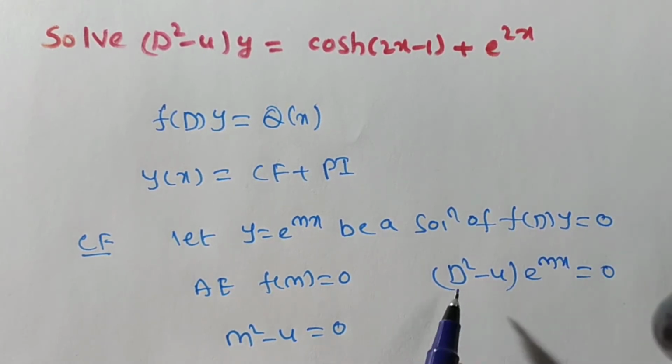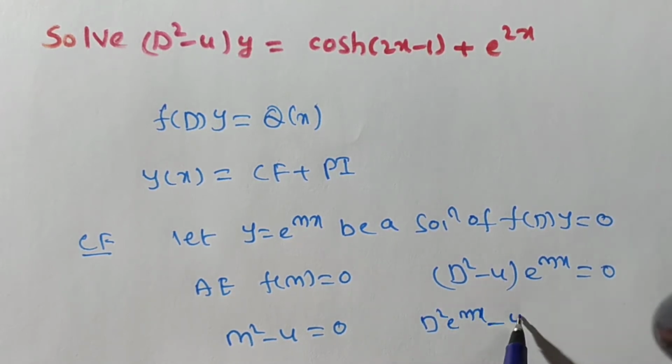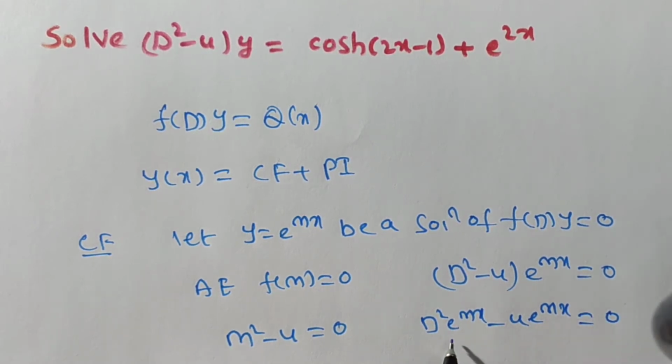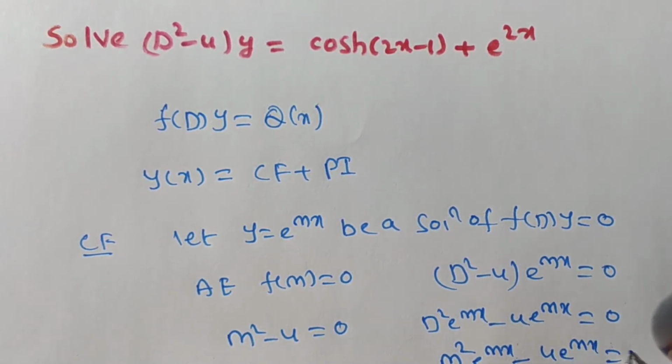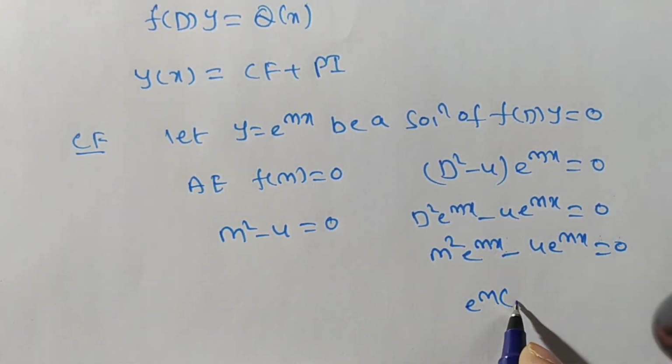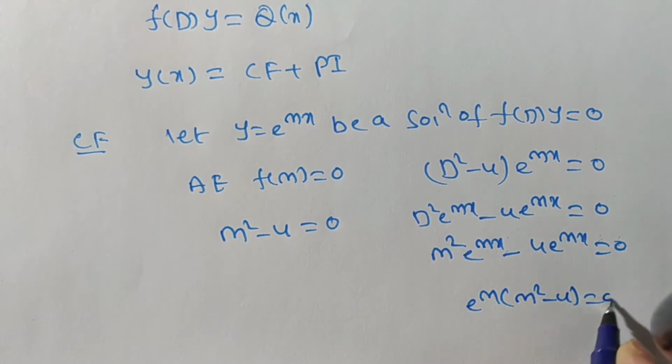Now you apply D². Then what you will get? D² e^(mx) − 4 e^(mx) = 0. One time if you differentiate, you will have m e^(mx). Second time, m² e^(mx) − 4 e^(mx) = 0. So what is the common term here? e^(mx) is common. Then you will have m² − 4 = 0.